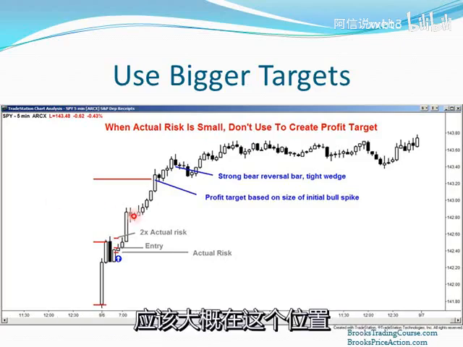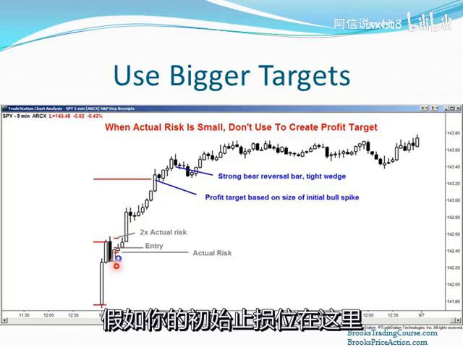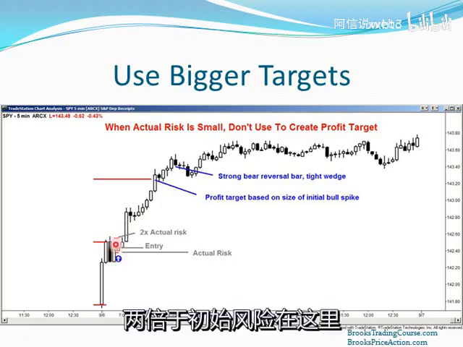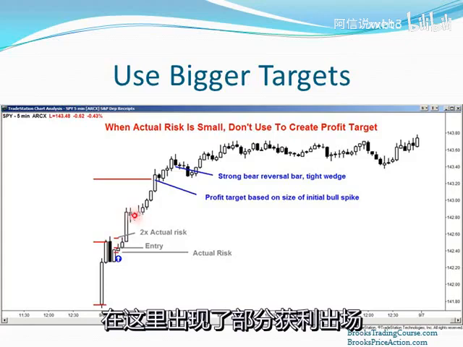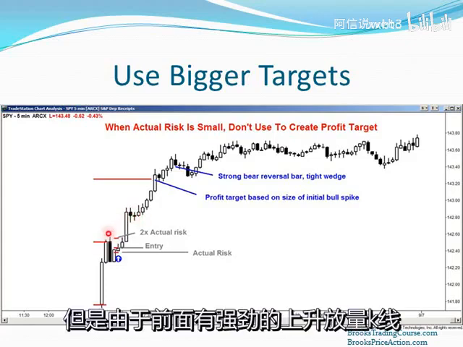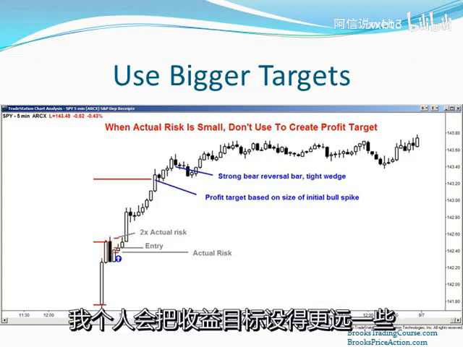You know, that probably would have been right up here. So if you put your initial stop here, your signal's here, 2 times your initial target was right here, and you can see some profit taking took place. The market went sideways. But after this bull spike, I personally would like to go for a much bigger target.